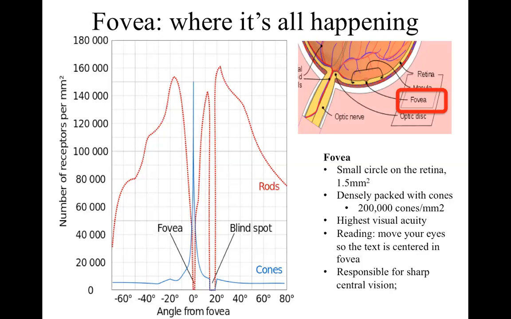It's responsible for sharp central vision, and basically the fovea explains why we move our eyes, such as when we read something. We do this movement such that the text is centered in the fovea.